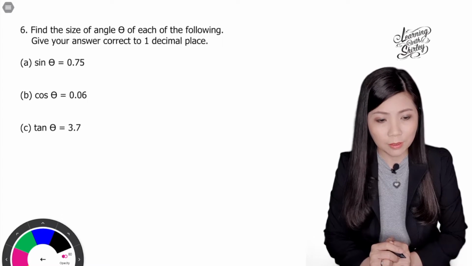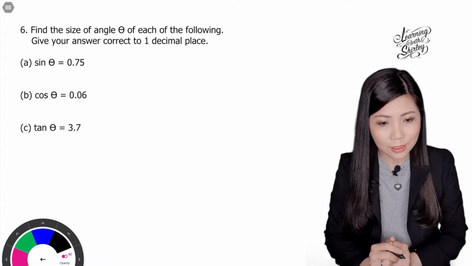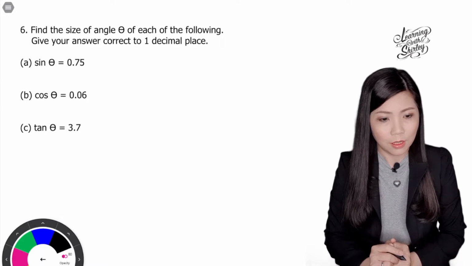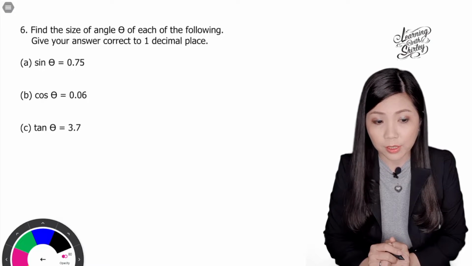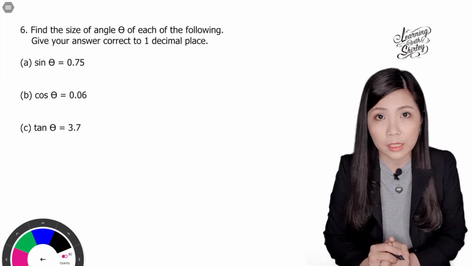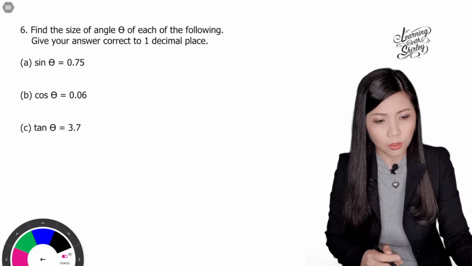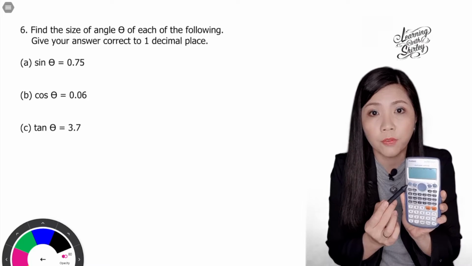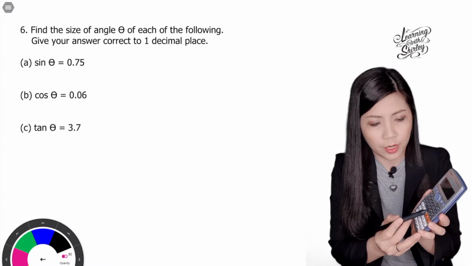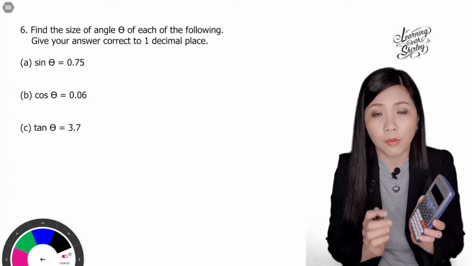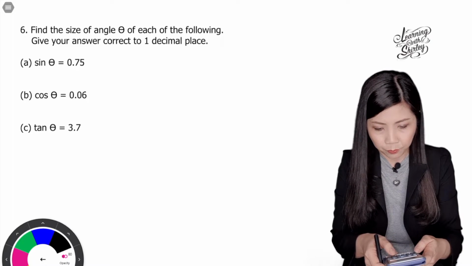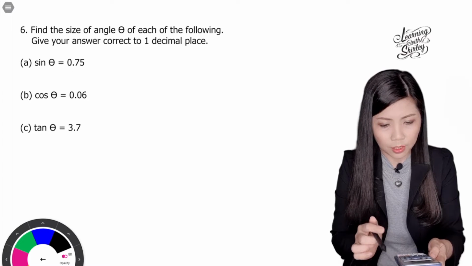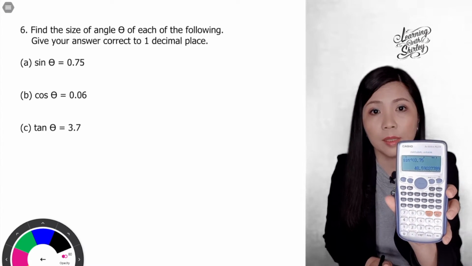Let's look at another example. Find the size of angle theta of each of the following. Give your answer correct to 1 decimal place. Sine theta equals 0.75. We have to find the value of theta, which is the angle. So I'm going to use the calculator. We have to use shift sine. There's a shift button here. Shift, then you press sine, and then 0.75. Let's try this out. Shift sine 0.75 is 48.6, correct to 1 decimal place.